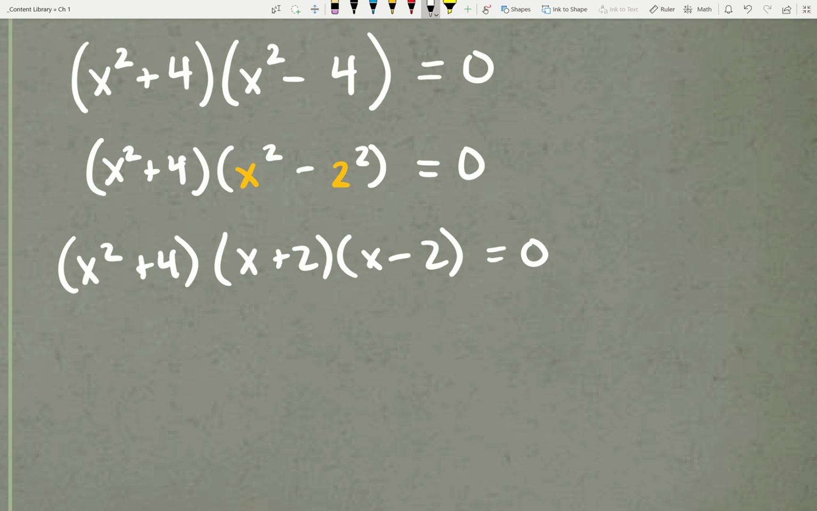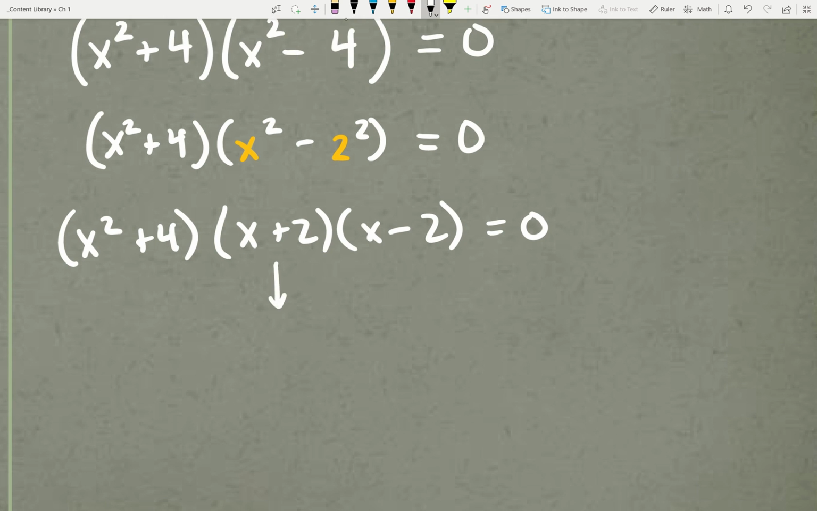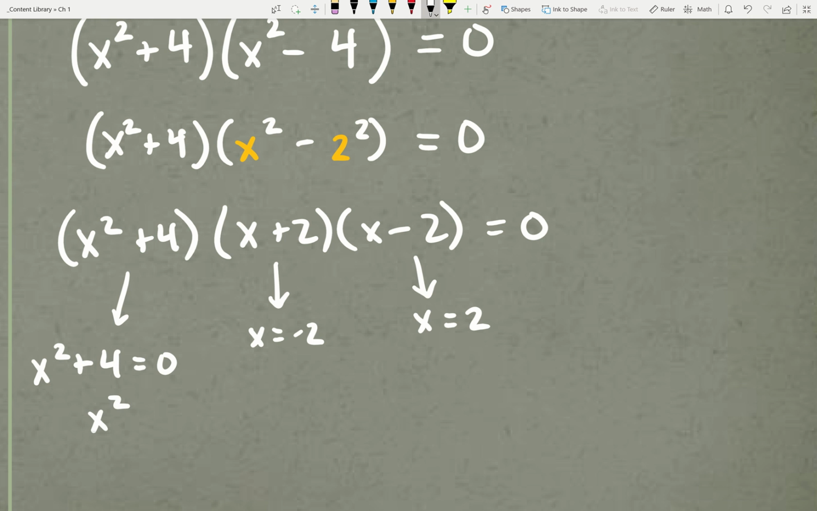Okay? And so if we were to use ZFP here, we would get x is equal to -2 as a solution, x is equal to +2 as a solution, and we'll just go ahead and finish this up. If you were to set this third factor equal to 0 and solve, then subtract 4 from both sides, and you would get x squared is equal to -4. And then if you were to take a plus or minus square root of both sides, you would find that this is going to be the positive or negative square root of -4.